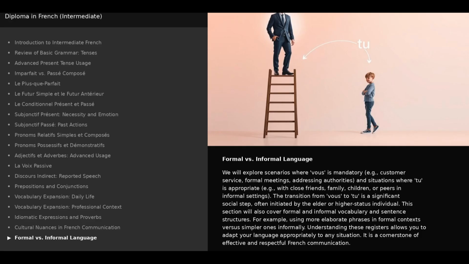For example, using more elaborate phrases in formal contexts versus simpler ones informally. Understanding these registers allows you to adapt your language appropriately to any situation. It is a cornerstone of effective and respectful French communication.